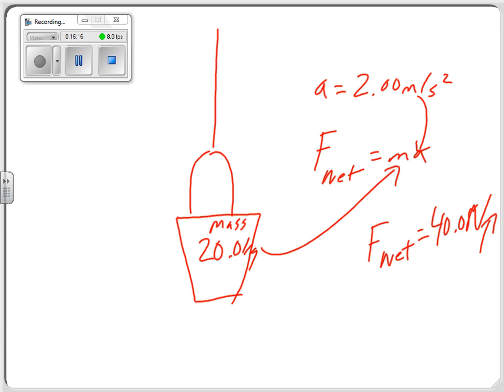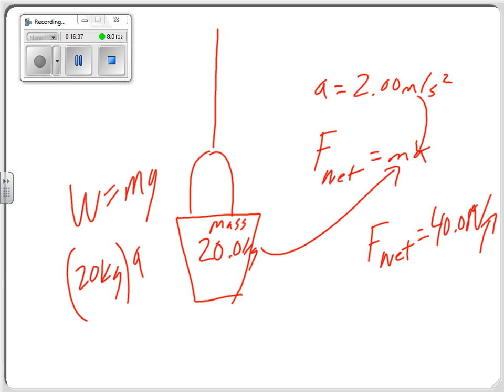Second part, a little tougher for people to understand. Just to hold this bucket in place, to keep it from accelerating, we have to apply force equal to the weight of this object. Well, we know that weight equals mg. So in this problem, 20 kilograms times g, 9.8 meters per second squared, is going to give us weight. Well, if we go 20 times 9.8, we end up with 196 newtons. Just to hold the bucket in place, we have to apply 196 newtons of force.